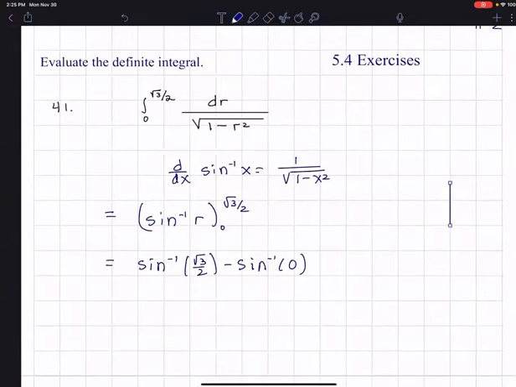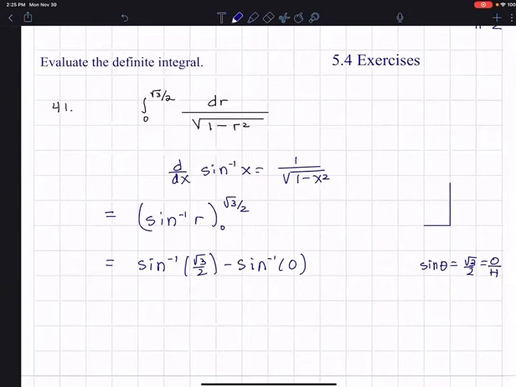we're trying to find an angle. When I evaluate sine inverse rad 3 over 2, I'm trying to find an angle, say an angle theta, where sine of theta is equal to rad 3 over 2. And if we think of a right triangle, which is okay since sine of theta is equal to a positive number, then we can use a right triangle. We can look for an acute angle.